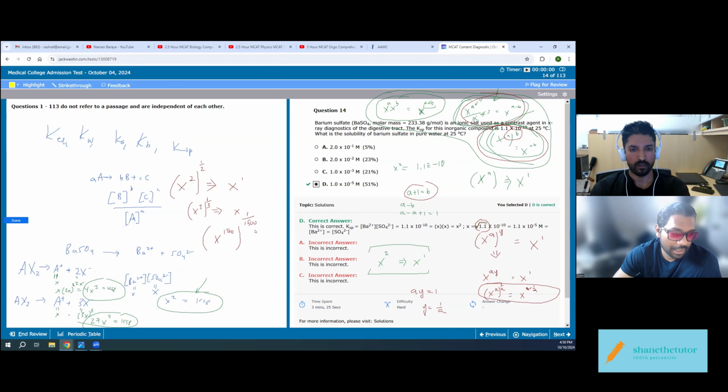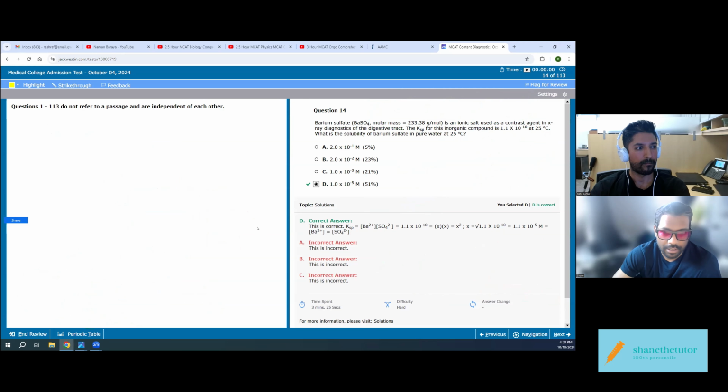Good. So we go back here. We have our x squared is equal to 1.1 times 10 to the negative 10 power, right? And so let's take this to the power of 1/2, right?